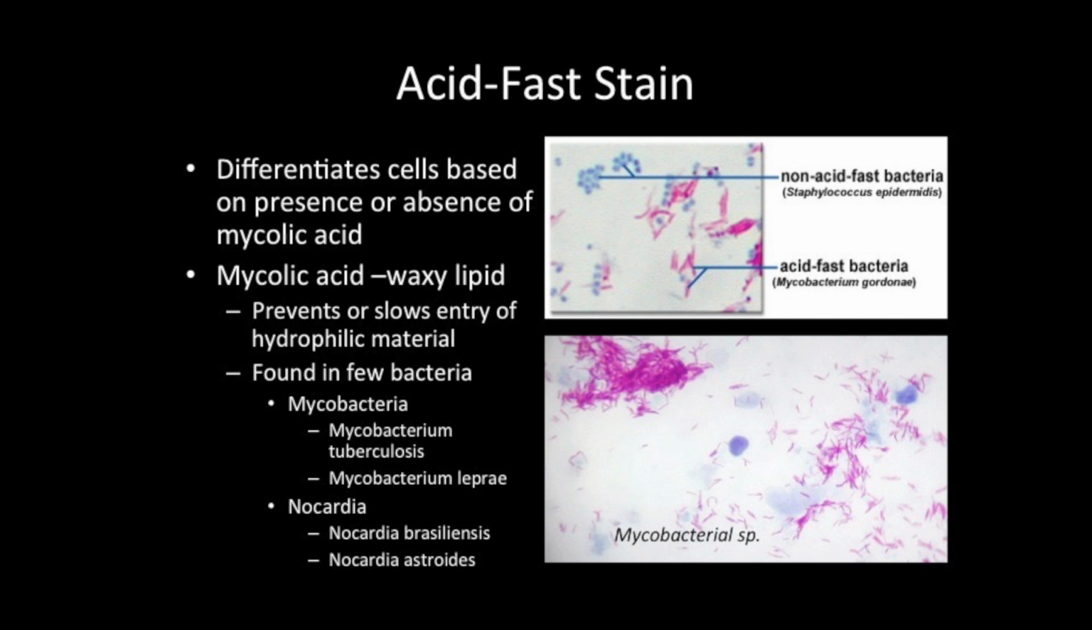Few bacteria contain mycolic acid, but included within those few are some notably important pathogens. Mycolic acid is found in the cell walls of bacteria in the genera Mycobacteria and Nocardia. Mycobacterium tuberculosis and Mycobacterium leprae are two species that cause the well-known diseases of tuberculosis and leprosy, respectively. Nocardia brasiliensis and Nocardia asteroides are opportunistic pathogens. In addition to members of these two genera of bacteria, the acid-fast stain may also be used to detect protozoan parasites within the genera Cryptosporidium.